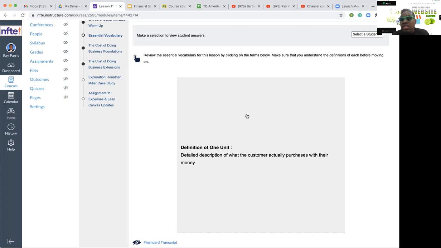So I'm going to sell this t-shirt for $20. Let's say I sell it for $20. That's what the client is going to pay. That's what the customer is going to pay for that one unit, $20. You want to remember that going in. So the customer is going to pay $20. Let's put that here, $20.